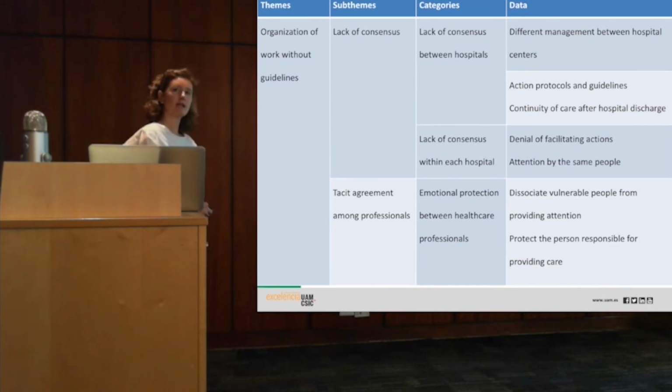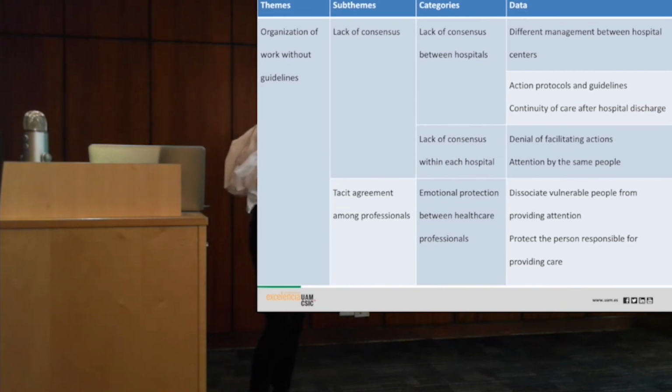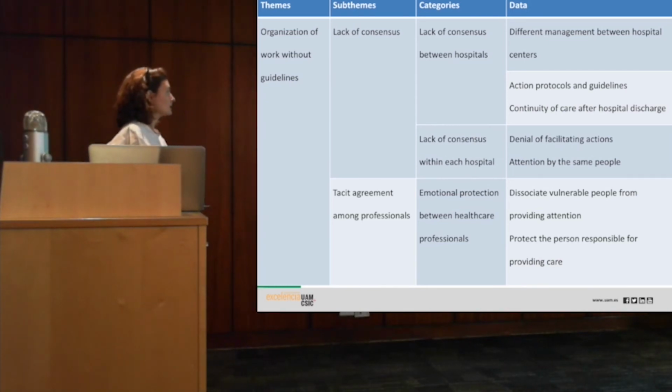And there was some tacit agreement among the professionals. Okay? For example, they dissociate vulnerable people, or what they thought were vulnerable people, from this process. If there was a pregnant midwife, they would set her apart from the process. If there was a training midwife, they would set her apart from the process. Because they don't want them to suffer this situation. But of course, they were not providing them the opportunity of training in this situation.